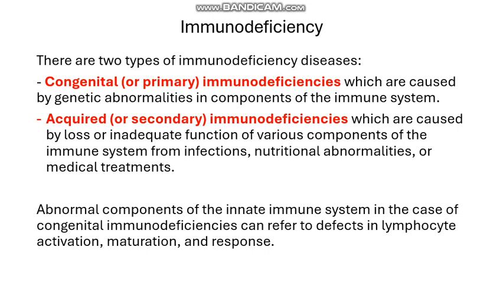If you're malnourished, your immune system isn't working as effectively as it should be, so you're immunosuppressed, or medical treatments like chemotherapy. Abnormal components of the immune system in the case of congenital immunodeficiencies refer to defects in lymphocyte activation, maturation, and response.